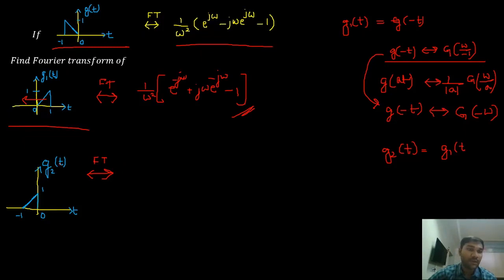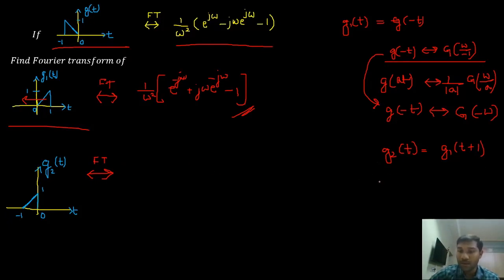Which direction am I shifting? I'm shifting it to the left hand side. Left hand side means I should take the plus sign. Then by how much am I shifting? Whatever is there at 0 in g1 of t, where is it now? It is at minus 1. So I'm shifting by 1 unit. So this is my relation between g2 and g1.